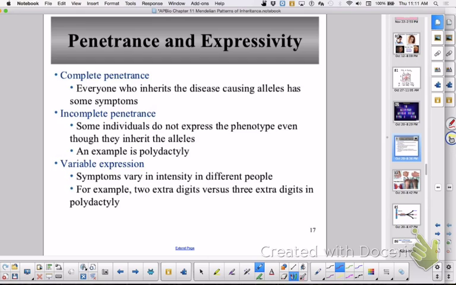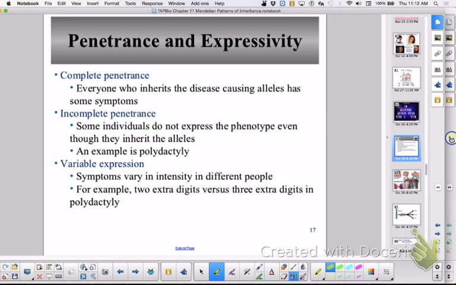Go ahead. All right, so in complete penetrance, everyone who has the alleles for that disease has the phenotype. Incomplete is not 100%. Some individuals have the alleles but don't have the phenotype. They don't express it, it doesn't show up. They're lucky. They have it in the genes, but it doesn't show. You can see it by polydactyly, right? Easily. And then there's variable expression.